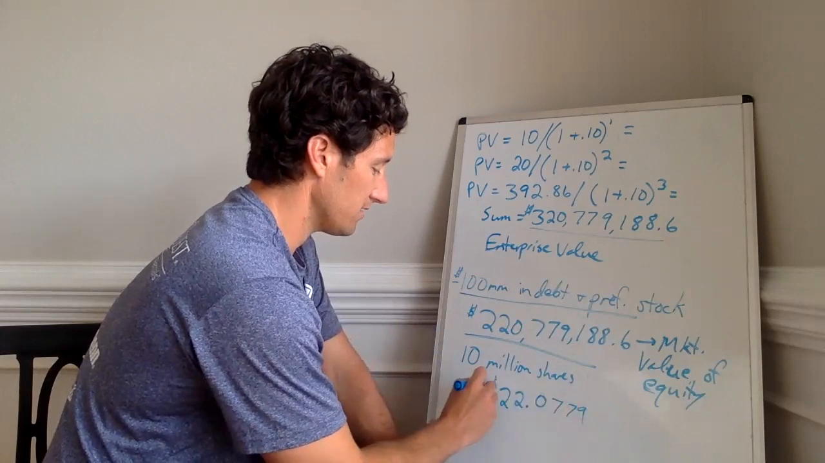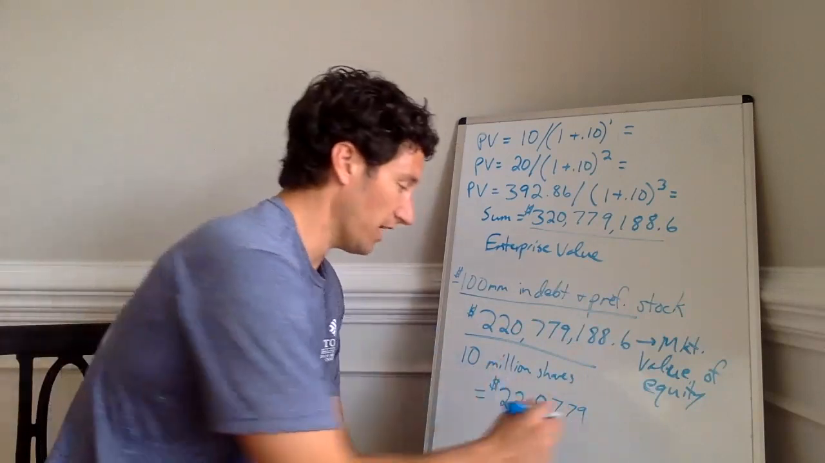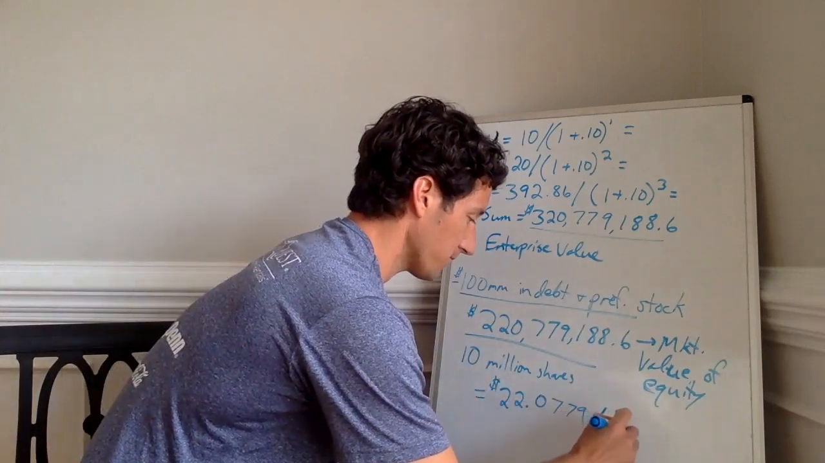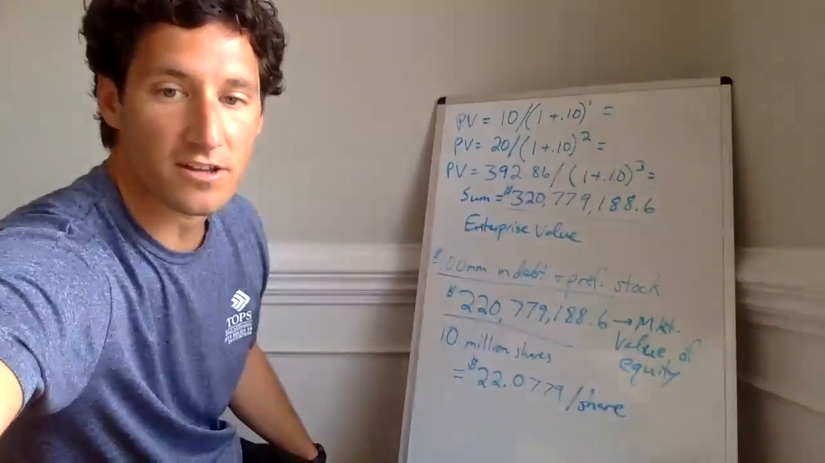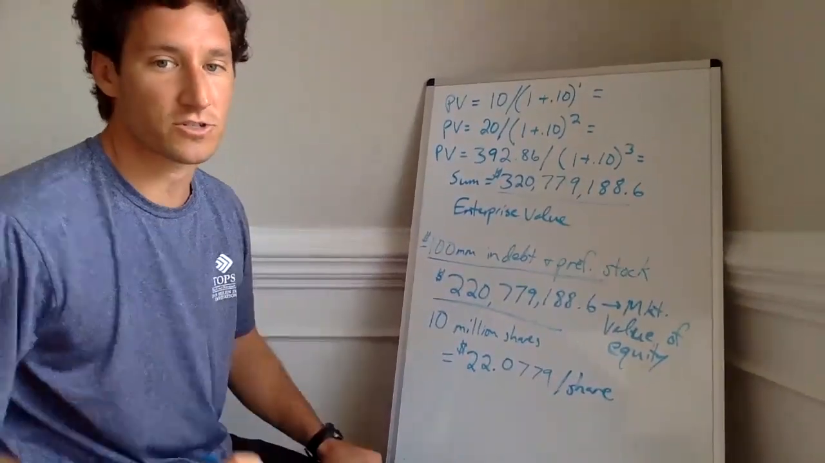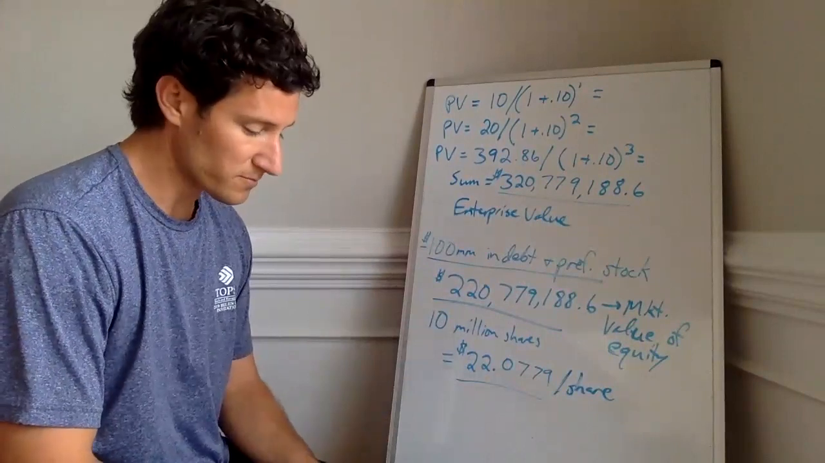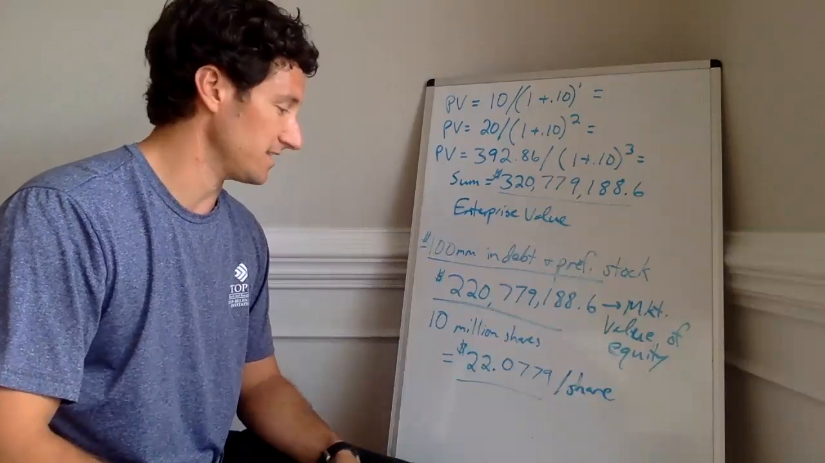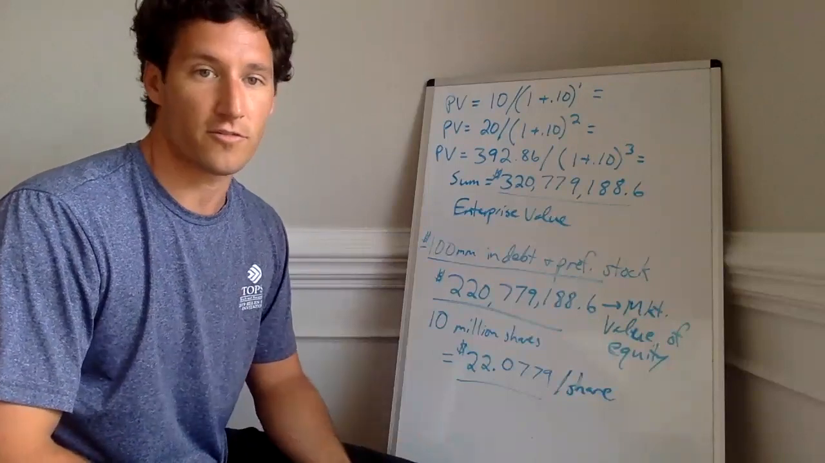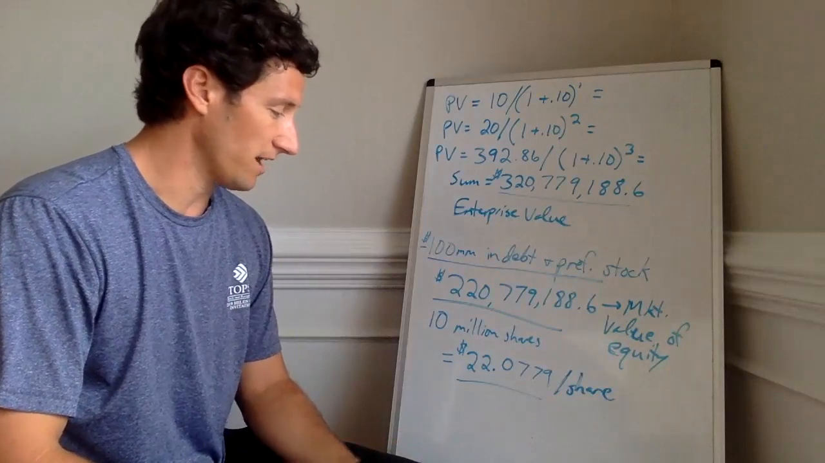22.0779. And this is dollars. So that's $22 per share. Okay? So once you calculate that, now you have an actual share price. A little over $22 per share. You could compare that to their actual share price. What is it trading at today? Figure out, is the firm overvalued, undervalued, or correctly valued, okay?